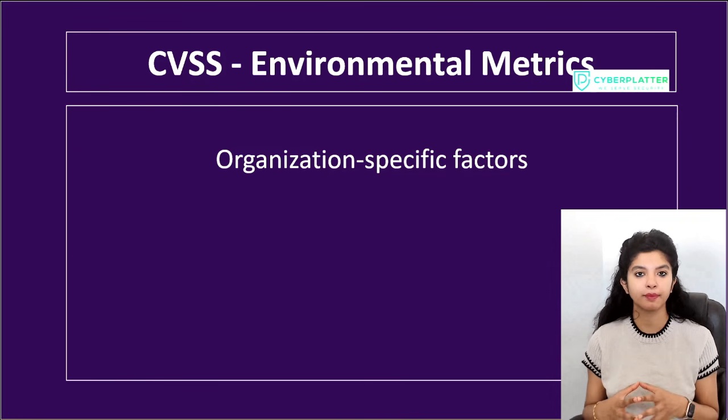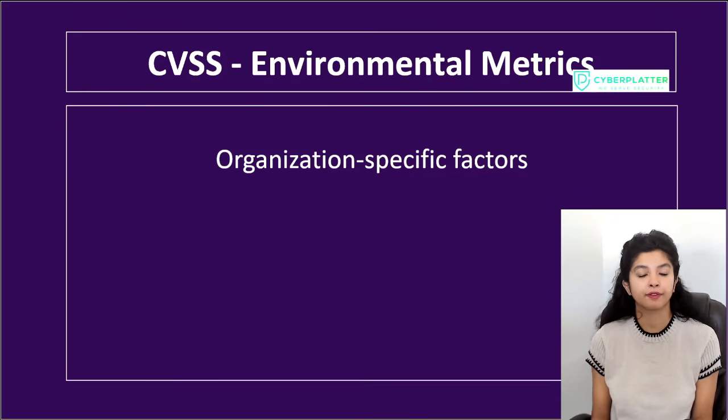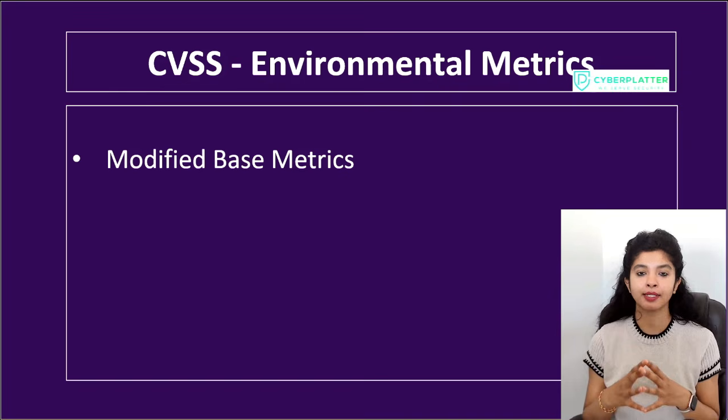The third metrics that CVSS score relies on is environmental metrics. These are organization-specific factors that affect how severe the vulnerability is in your environment. Environmental metrics depends on two other factors. First one is modified base metrics, that is organizations can adjust.